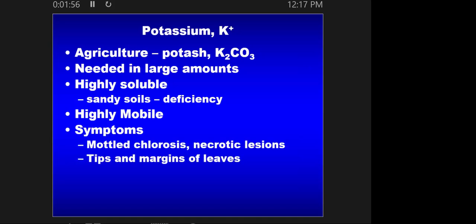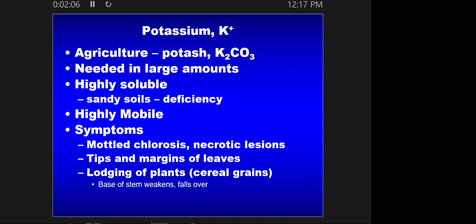Look for mottled chlorosis or necrosis. Also look for yellowing or browning of the tips and margins of the leaves. That's often a good giveaway. So when I see margins and tips going brown or black, I know that's probably potassium.